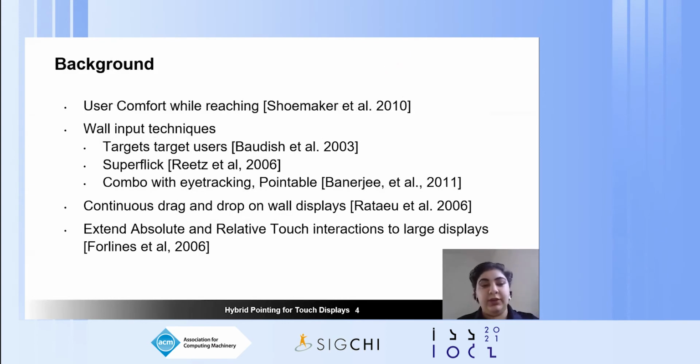Some background. User comfort while reaching is something that we've been looking at for a while. We know that Shoemaker et al. in 2010 had a study where they looked at the twisting and the turning in order to reach objects.